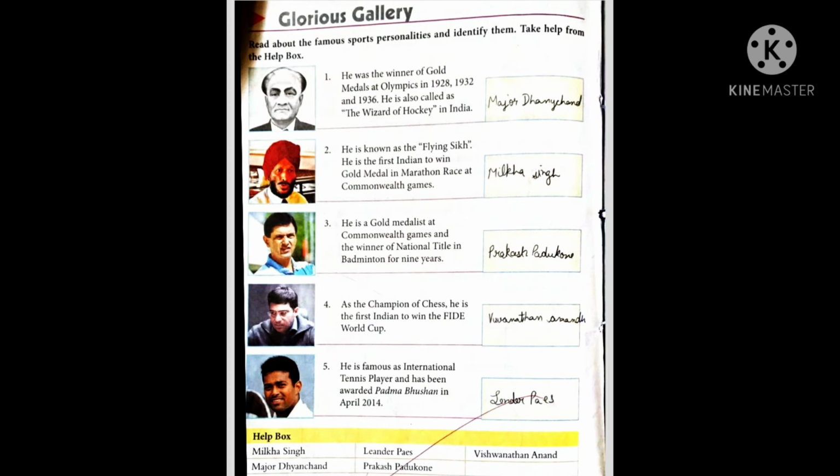Here you can see the pictures of famous personalities, sports personalities, and we have to identify them. First is, he was the winner of gold medals at Olympics in 1928, 1932 and 1936. He is also called as the Wizard of Hockey in India. Who is he? Major Dhyan Chand. Major Dhyan Chand.